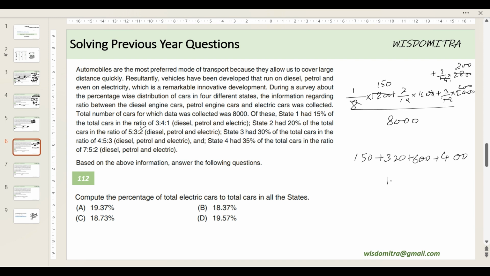1450, 1470. Okay. Upon, sorry, 1470 upon 8000. Right. Into 100, because I want to find percentage. This 2 goes, right. This 0 goes. So it's nothing but 147 upon 8.